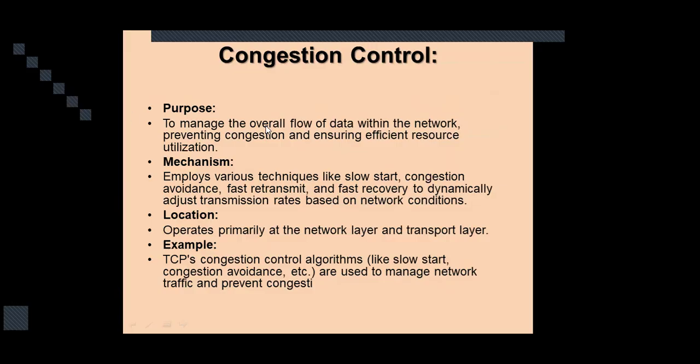Congestion control's purpose is to manage the overall flow of data within the network, preventing congestion and ensuring efficient resource utilization. Then we have the mechanism: it employs various techniques like slow start, congestion avoidance, fast retransmission, and fast recovery, based on the network conditions. Location: it operates primarily at the network layer and transport layer. See, they work on the network layer and the transport layer. An example is the TCP congestion control algorithms, which are used to manage network traffic and prevent congestion.